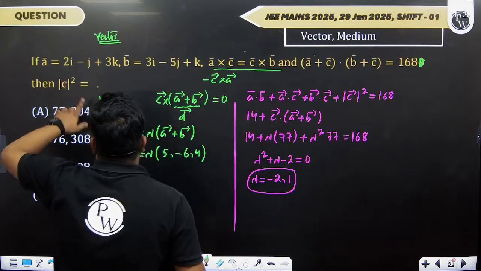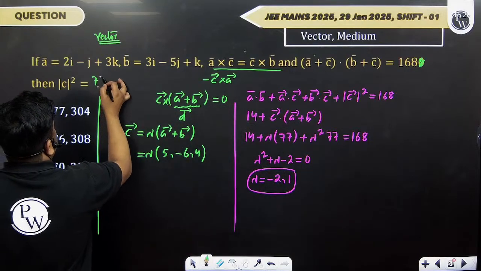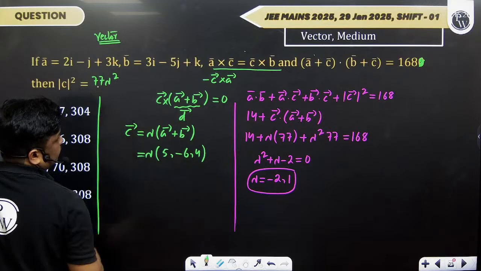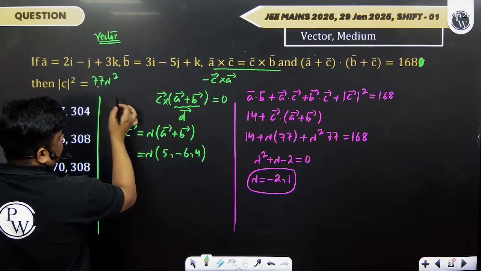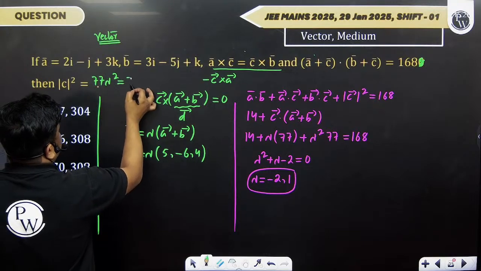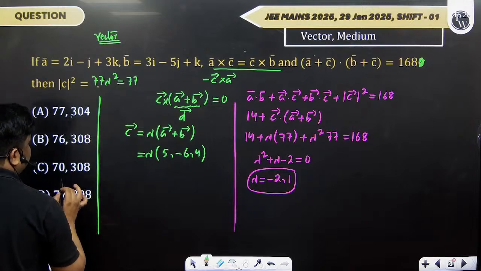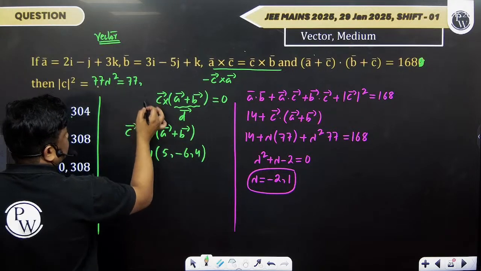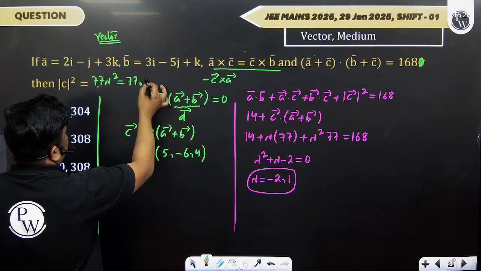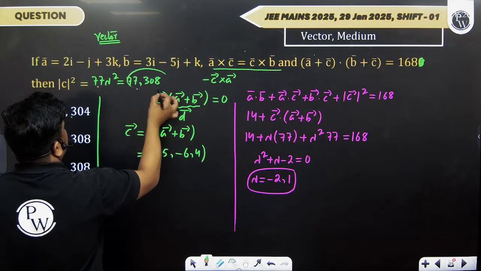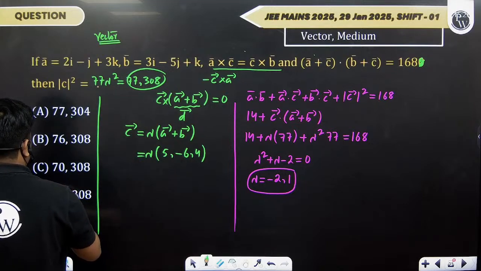Now what is being asked is 77 into lambda square. When you put those values here, for 1 this becomes 77. So one option is 77, which can be correct. Another option is 77 into 4, so this becomes 308. So these are the two possible scenarios which are correct.